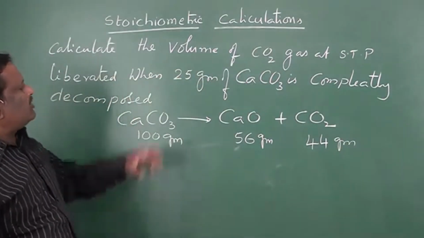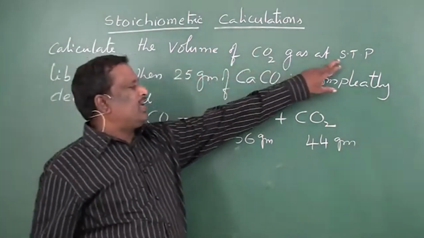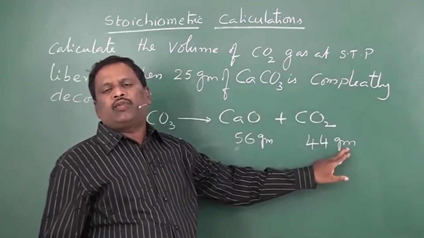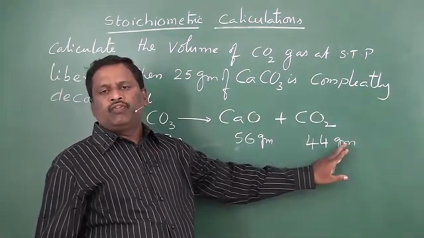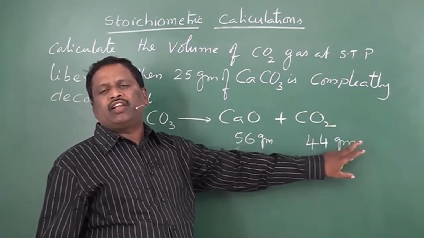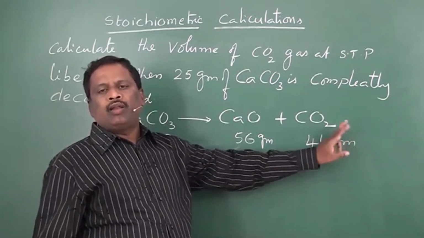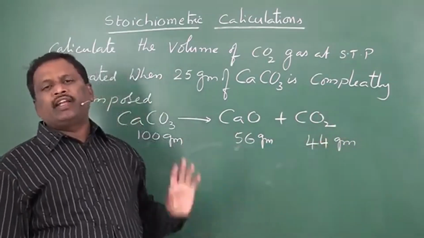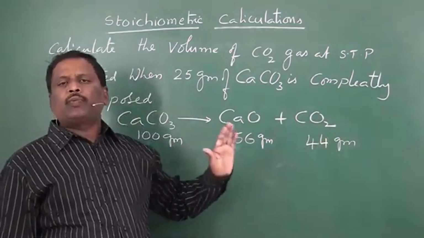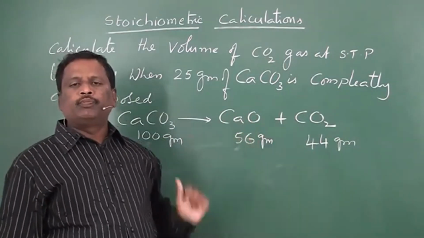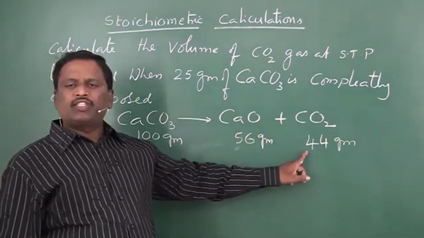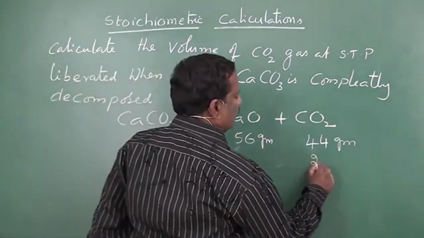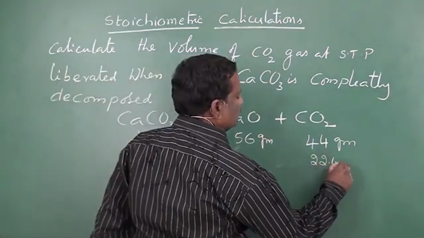But in this problem they are asking the volume of CO2 gas at STP. 44 is the molecular weight of CO2. 44 grams is the gram molecular weight of CO2, or 1 mole of CO2. So 1 mole of CO2 at STP conditions will occupy 22.4 liters. Now this 44 grams of CO2 at STP occupies 22.4 liters.